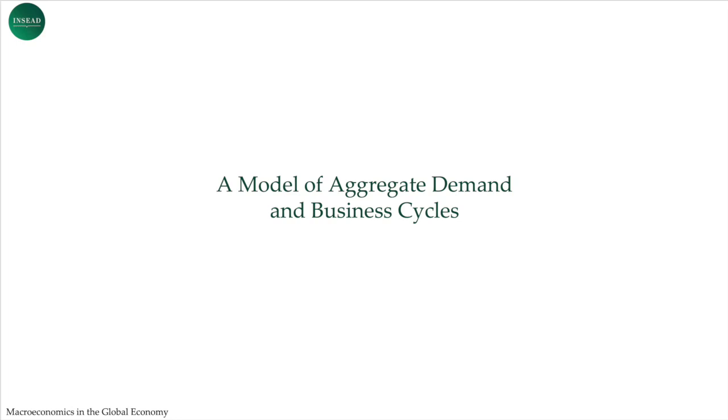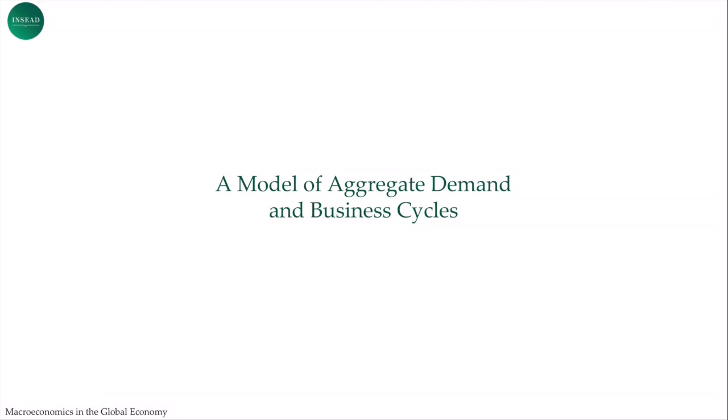In this video, we're going to develop a model of aggregate demand for business cycles. We're going to assume that GDP is going to be determined by aggregate demand, so we're going to ignore all the supply constraints that might exist. We're going to build it by having 3 blocks, and each of these blocks we're going to represent graphically and then solve for the equilibrium of the model.